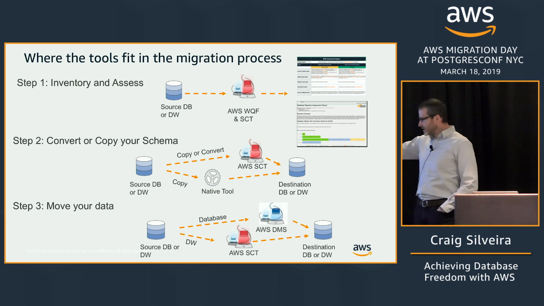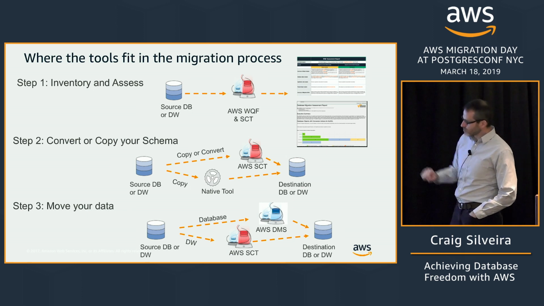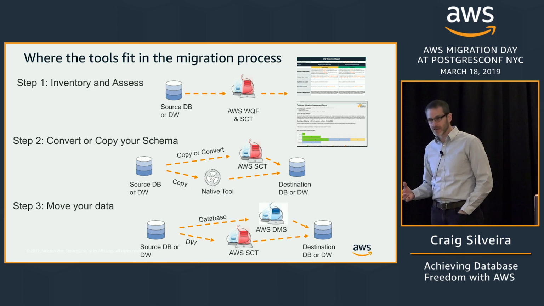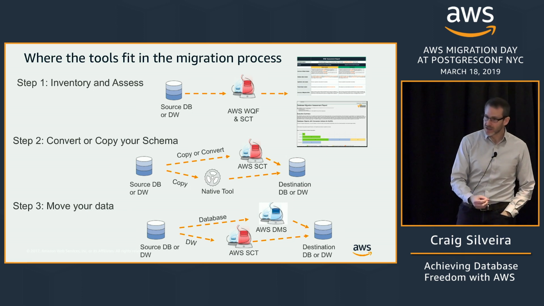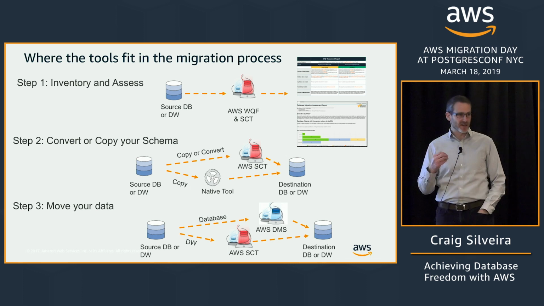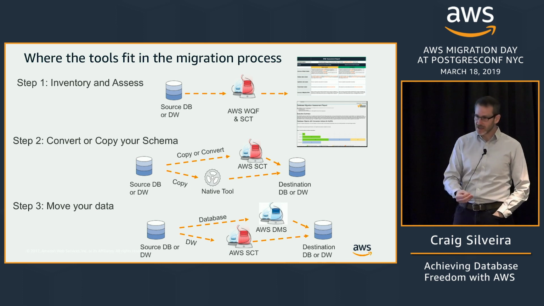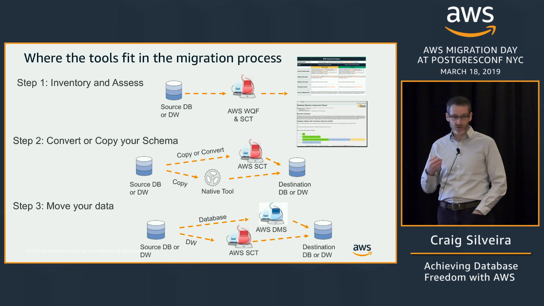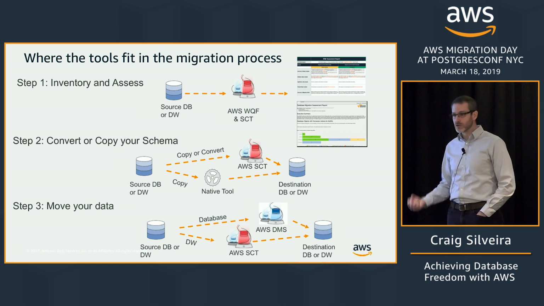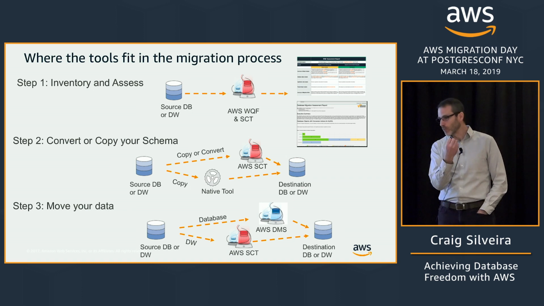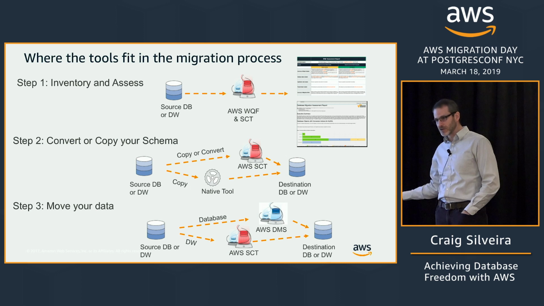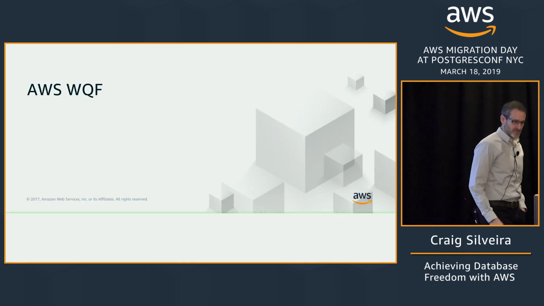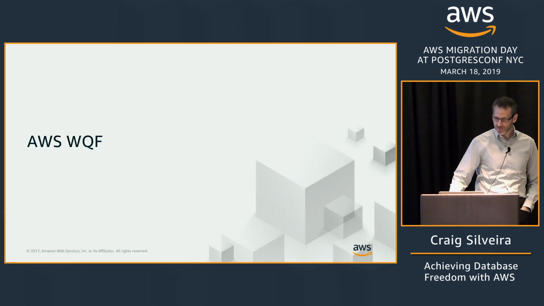Now you see at the bottom here, if you're going from a source data warehousing system, you might not be using DMS to do that. Depending on the source database, like Netezza, DMS doesn't support Netezza as a source, but our SCT tool has these things called data extractors, which you would use to migrate your data from one of those data warehousing products to the new AWS target database.